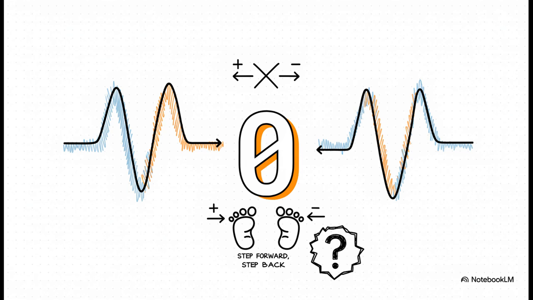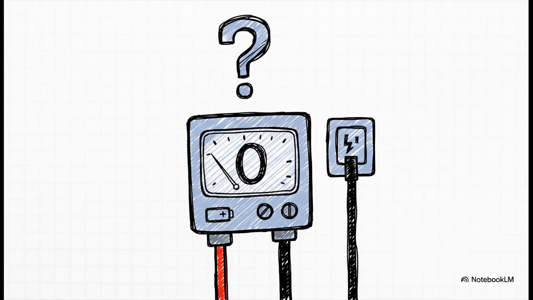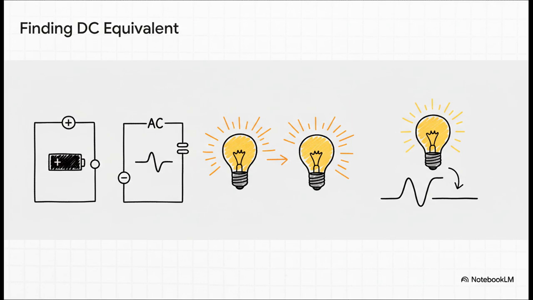And this creates a major problem when you try to measure it. And that right there is what we call the zero average problem. If you were to take a standard DC voltmeter, the kind you'd use for a battery, and plug it into your wall socket, it would just read zero, nothing. So how in the world do we measure and use a power source that on average looks like it's not even there? Well, the way we solve this is by completely changing the question.